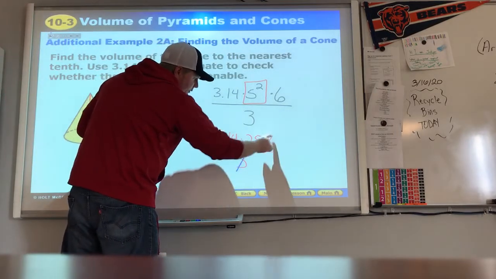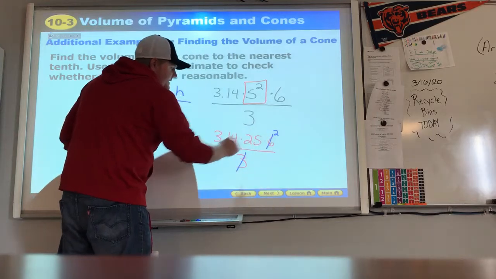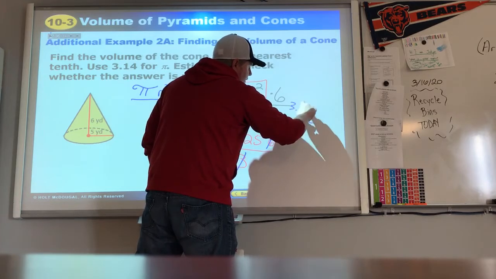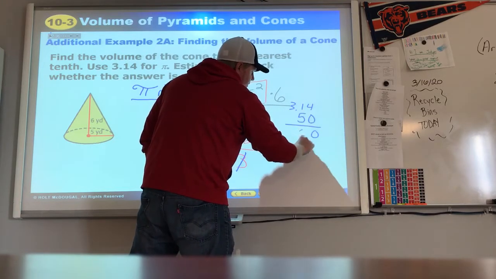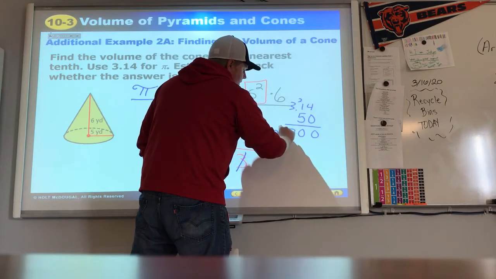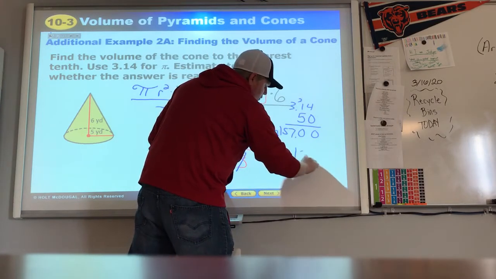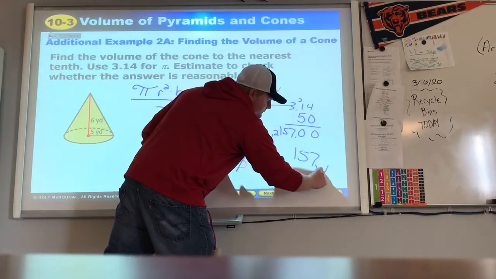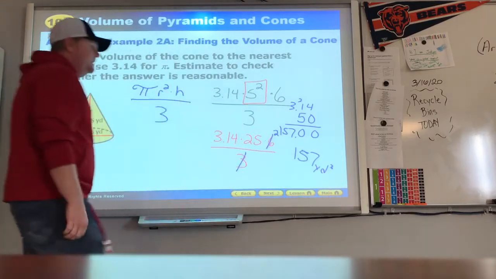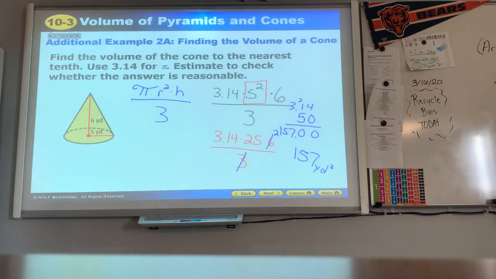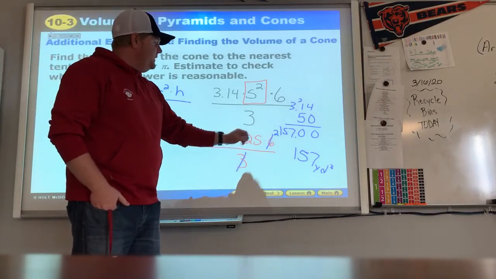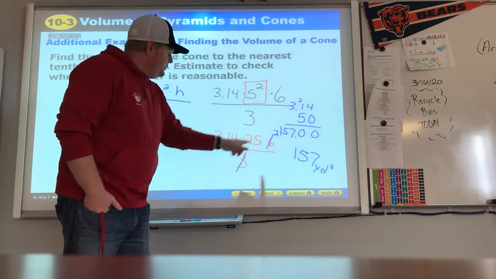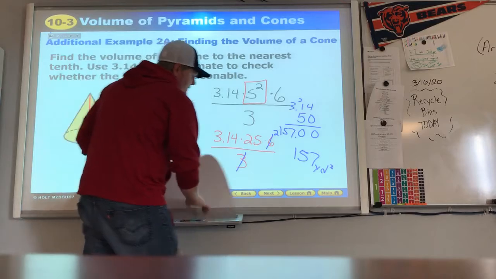So, I can divide by 3, 50 times 3.14. 50 times 3.14. My 0, I have a 0, 2. That's 7, that's 15. 1, 2. 157 yards cubed will be my answer. Okay? Now, if you choose to multiply 3.14 times 25 times 6 and then divide by 3, you will get the same answer. I just chose to reduce here first, so my math is easier.